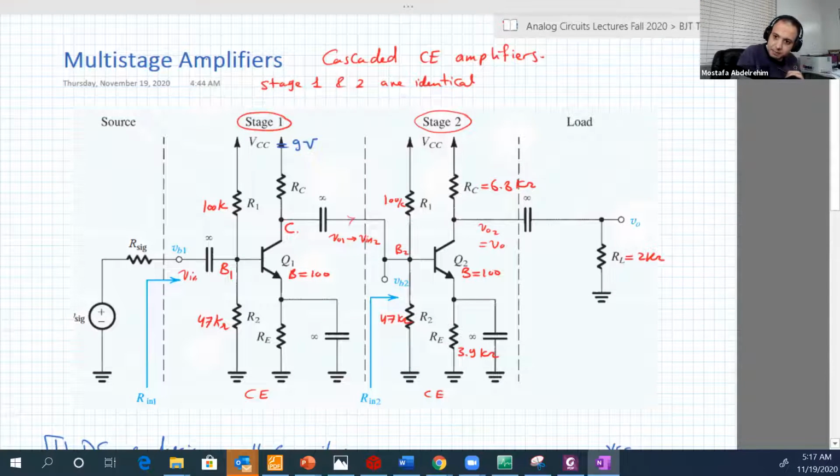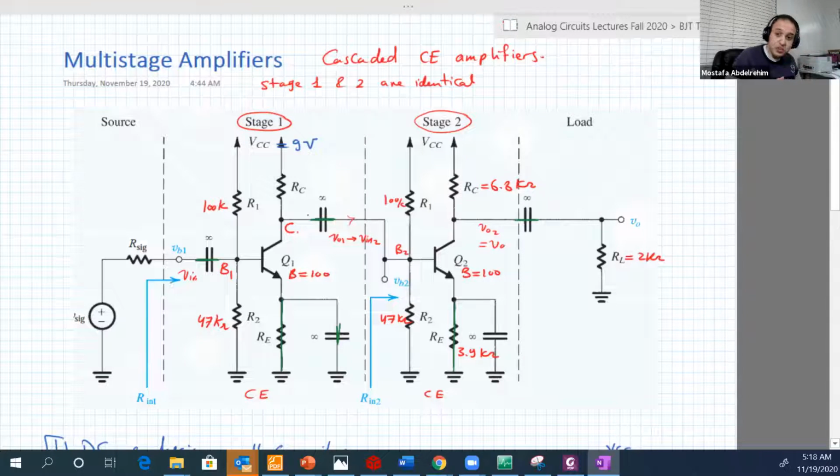So in EC, the capacitors are short. So this guy will be shorted, this guy will be shorted, this guy will be shorted. So RE in EC will not be counted because it's just 0. Again, this one here will be shorted. What else? And this also will be shorted.